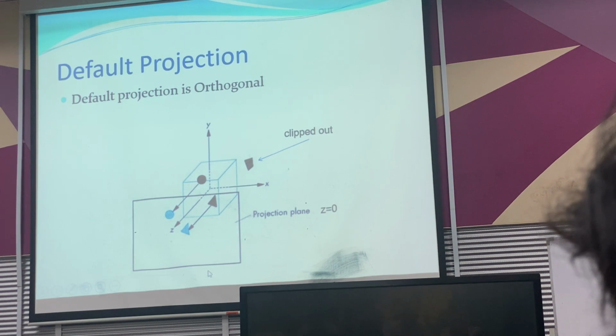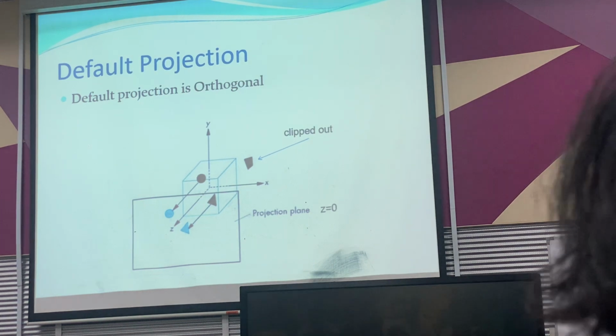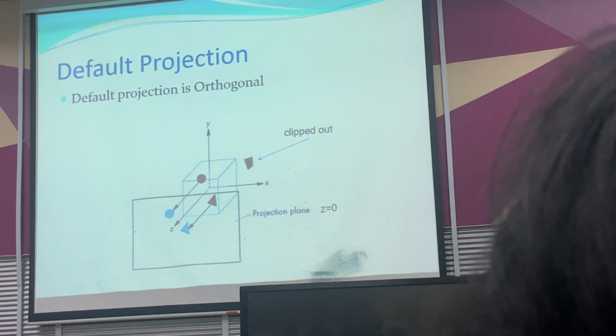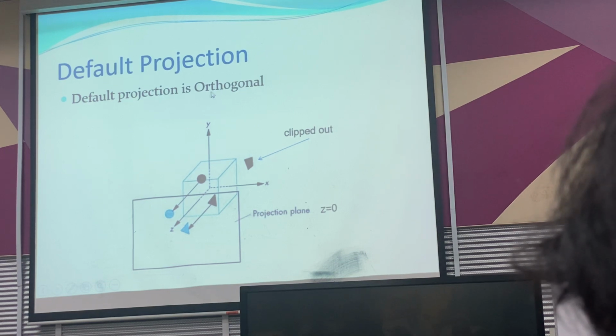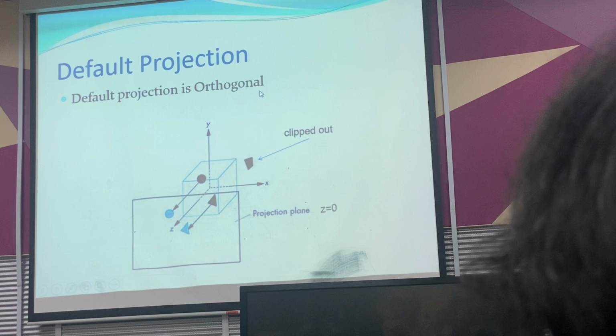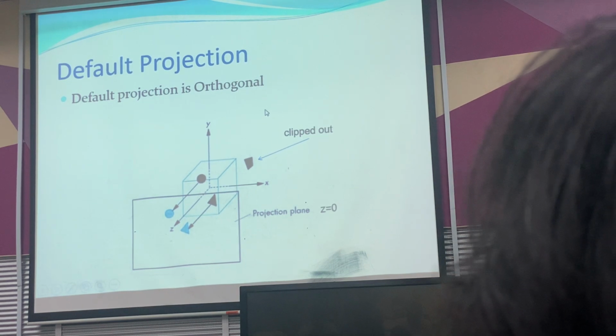Your projection plane currently is at Z equal to 0, because your camera is placed at 0. The default projection here is a cube. The shape of the viewing volume is a cube. This one is orthographic view, or orthogonal, or parallel view. We will see the two projections later.